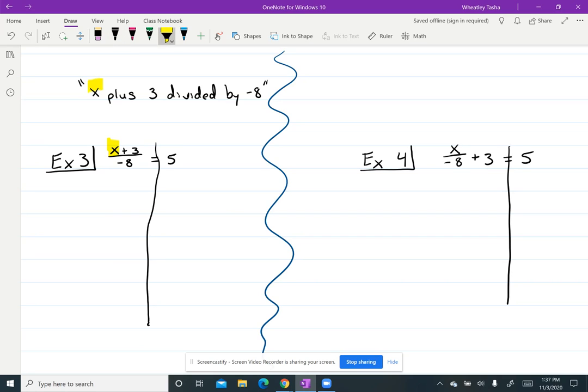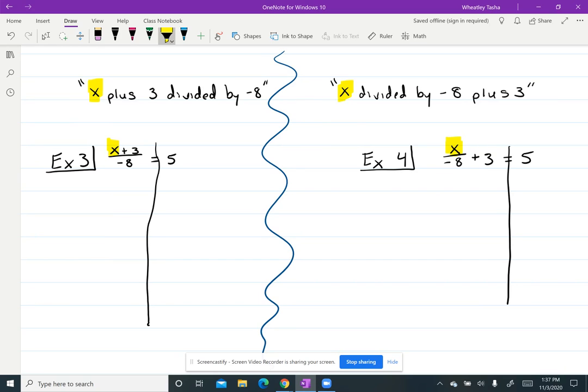And then I'm going to come back and solve this in a second, but I want to show you how this is different from the one on the right. Again, if we find our x value, and if we read this equation on the right, it is read x divided by negative 8 plus 3. So just from reading it, we can see that we read them differently, which means that we're going to have to solve them differently.